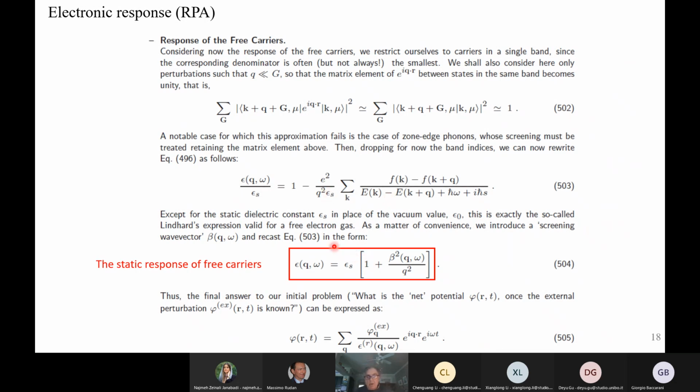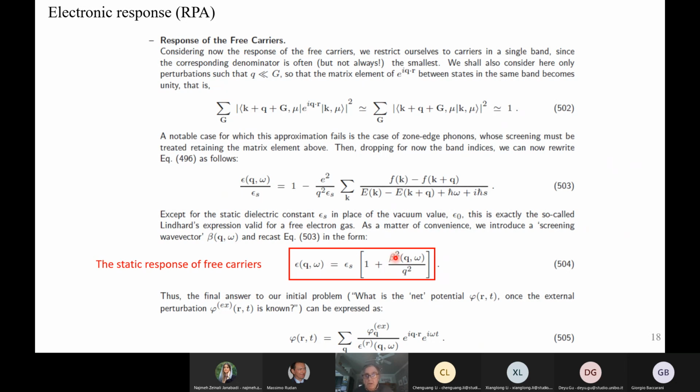I take away an epsilon s, which is the static dielectric constant of the semiconductor. So I multiply by epsilon s if you want. I bring whatever is left inside a square bracket, and I call whatever is left, which is the sum over k of what's inside the sum, squared and divided by epsilon s, beta squared. And I call this the screening wave vector squared. Sometimes it's called the screening parameter squared.